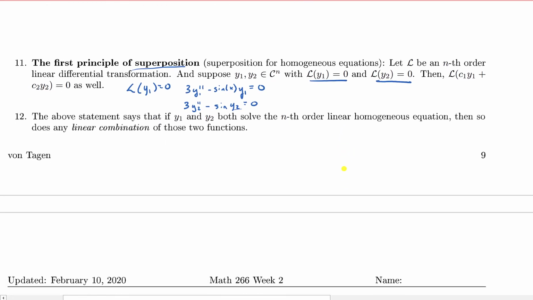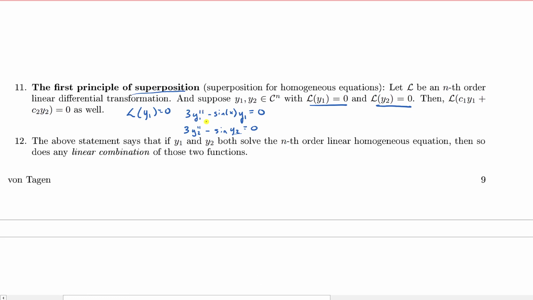Okay? Now the thing to keep in mind is, what is this equation right here? If L of y1 outputs a 0, that corresponds to what type of equation? Well, yeah, it's second order and it's linear, but what I want to highlight is that if L of y1 outputs a 0, that means y1 solves a homogeneous equation. Likewise, y2 solves a homogeneous equation. And what we're claiming by superposition is that any linear combination of those two solutions is also a solution to the homogeneous equation.